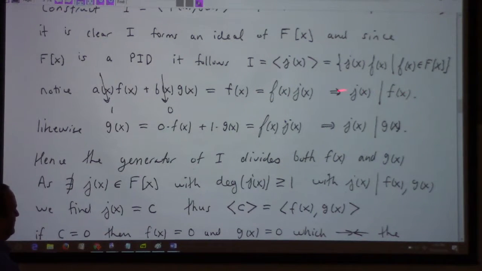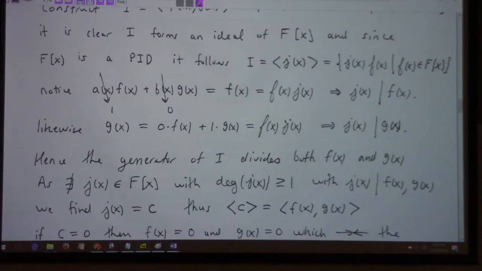So j of x divides f of x, and likewise g of x is obtained from 0 times f of x plus 1 times g of x, so it's in the ideal. But it's also got to be a multiple of j, so that means that j of x divides g of x. J of x divides g of x. So the generator of the ideal must divide both f and g.